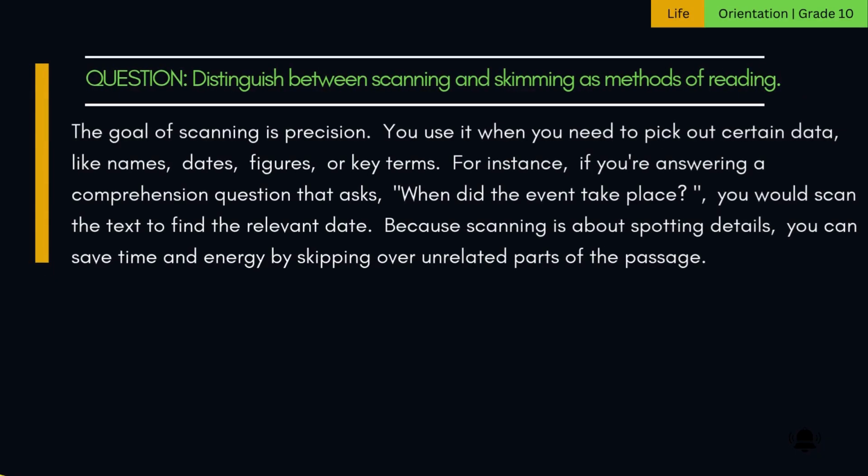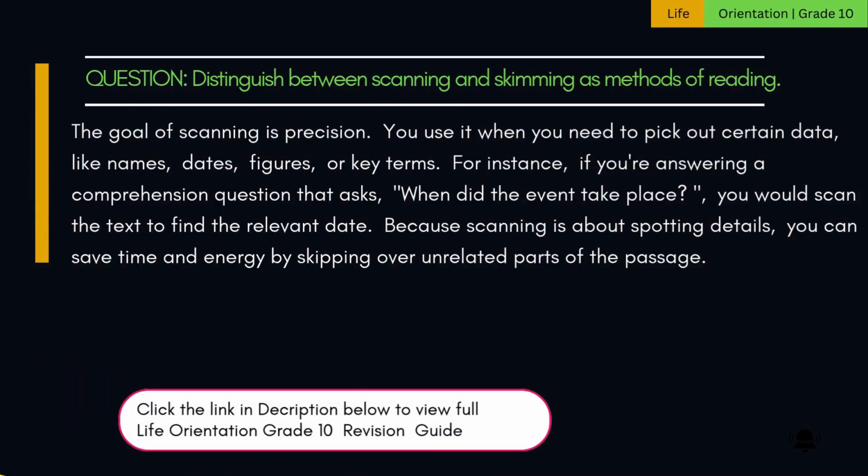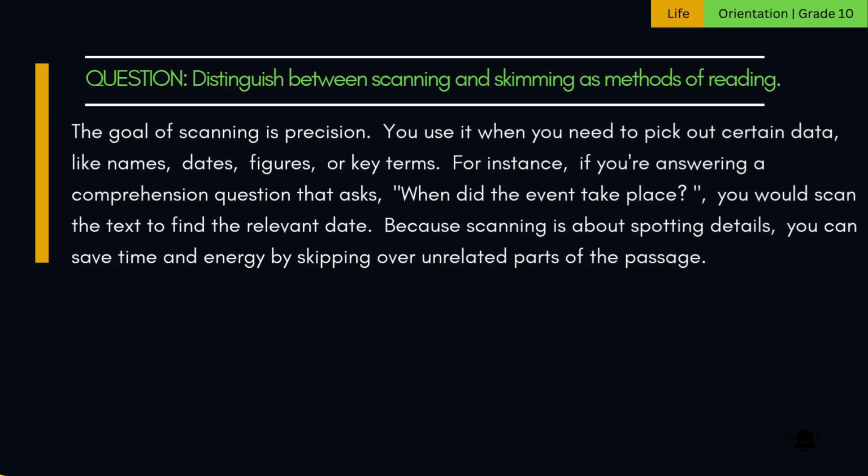You use it when you need to pick out certain data, like names, dates, figures, or key terms. For instance, if you're answering a comprehension question that asks, "When did the event take place?" you would scan the text to find the relevant date. Because scanning is about spotting details, you can save time and energy by skipping over unrelated parts of the passage.